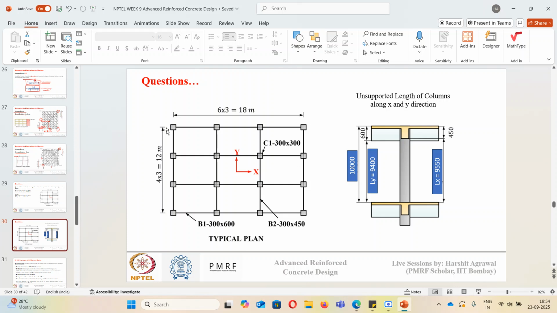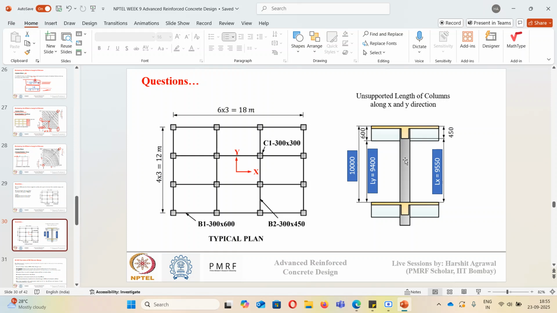This is the frame that I have given to you. If you make an elevation view of this frame, these are my columns, which are 300 cross 300. Then we have the beam along y direction, which is 300 cross 450. So the depth of the beam along y direction is 450, and along x direction the depth of the beam is 600.